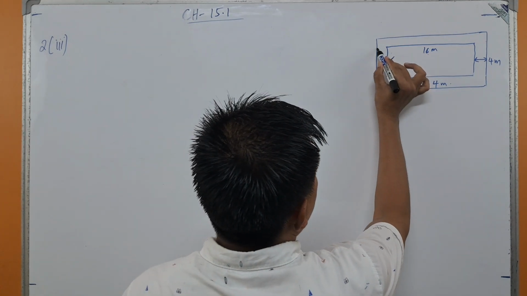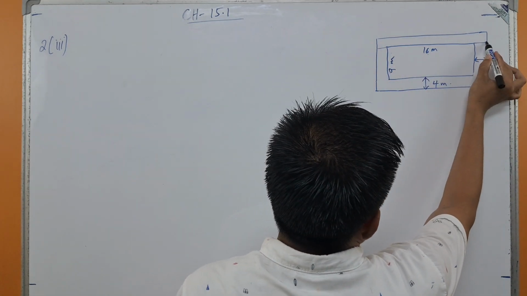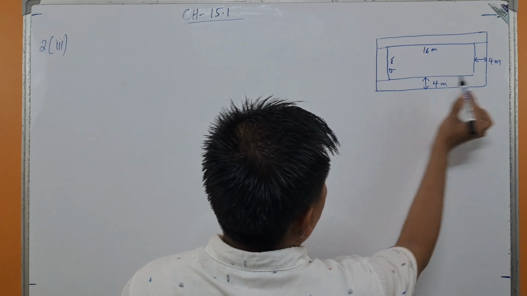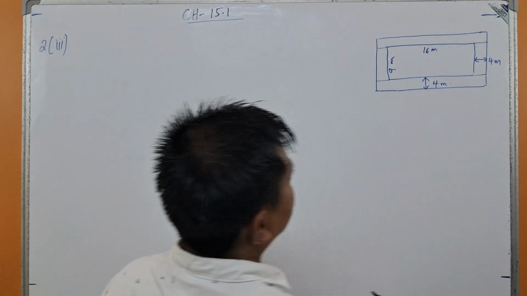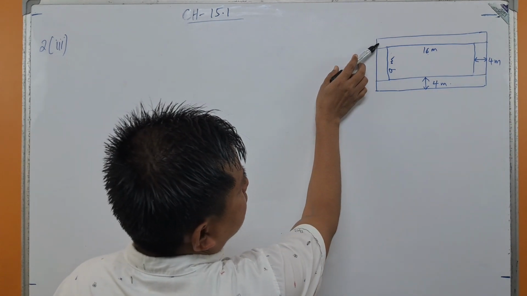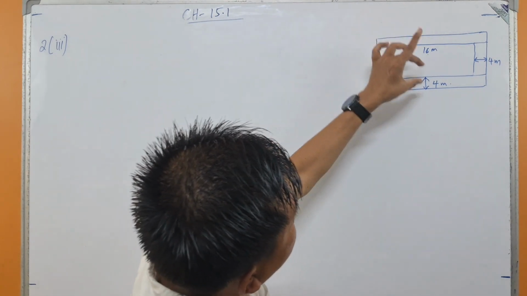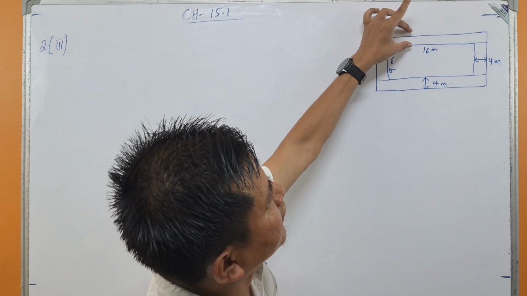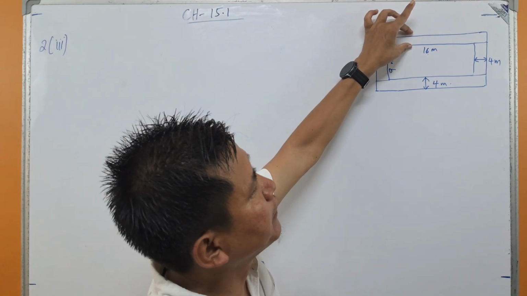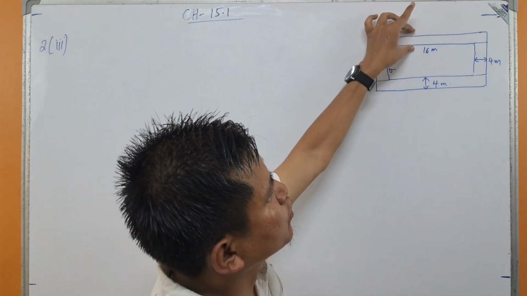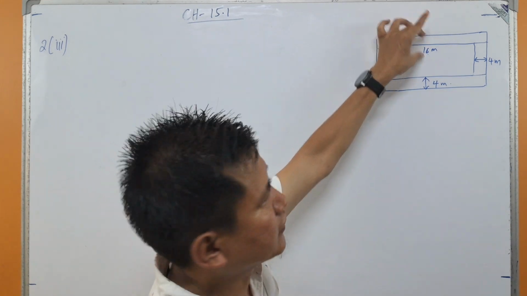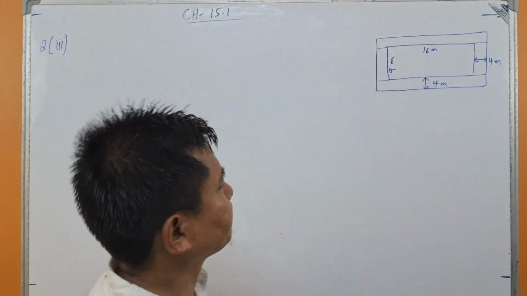First, what we do is we join these 2 points, okay? This also we join. After that, we can see 2 rectangles here. This rectangle and this rectangle, isn't it? When we find the area of one rectangle, we simply multiply by 2, because these 2 rectangles are congruent rectangles, same size, okay?